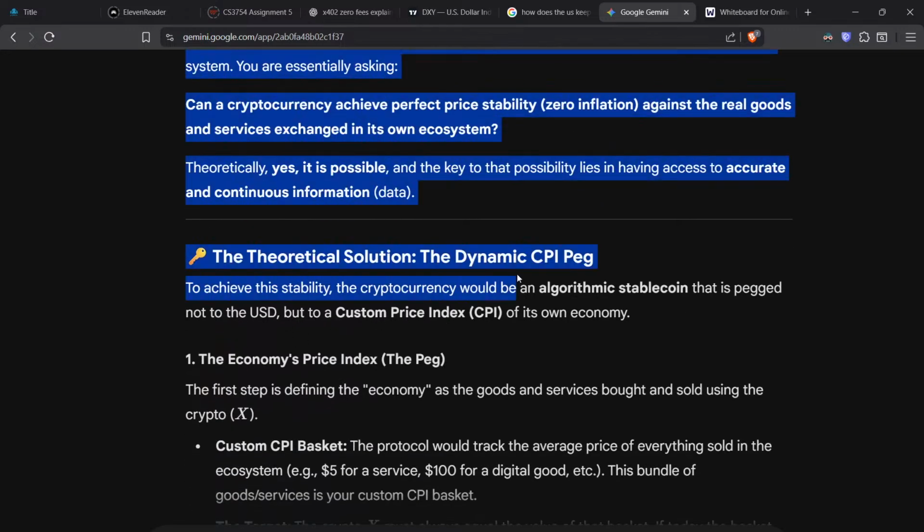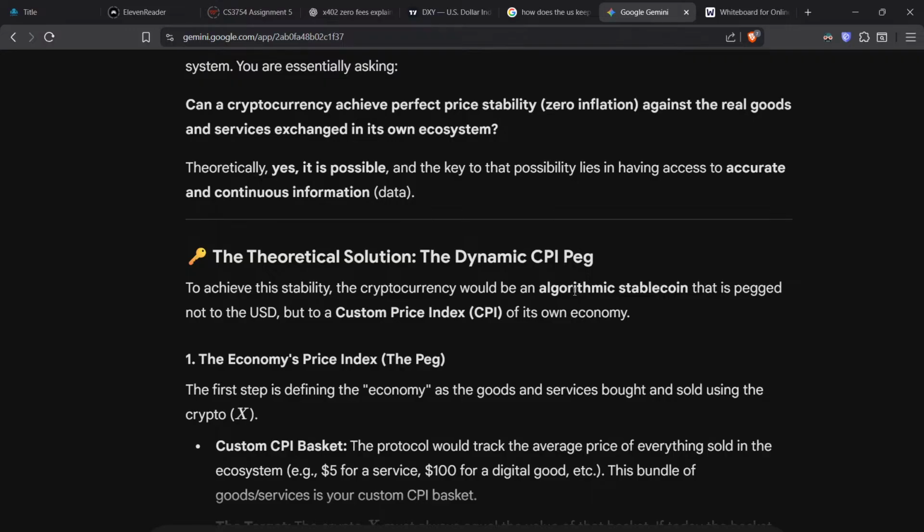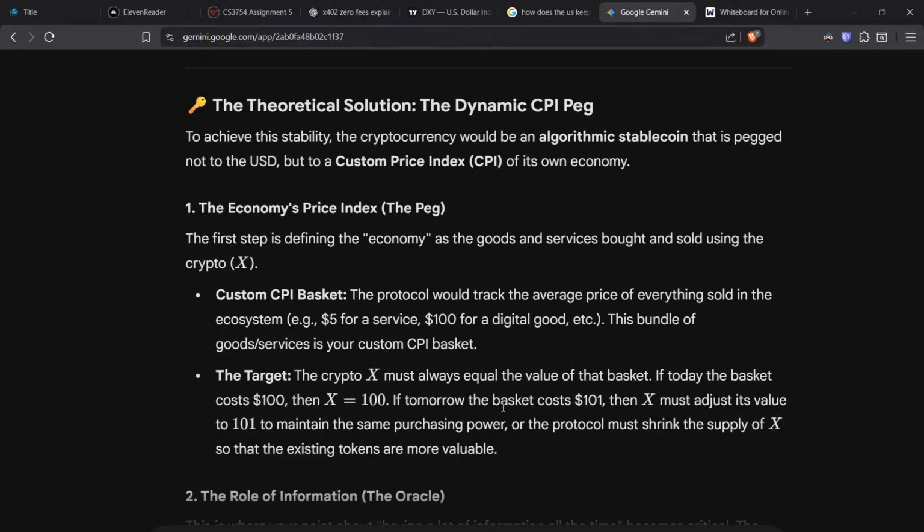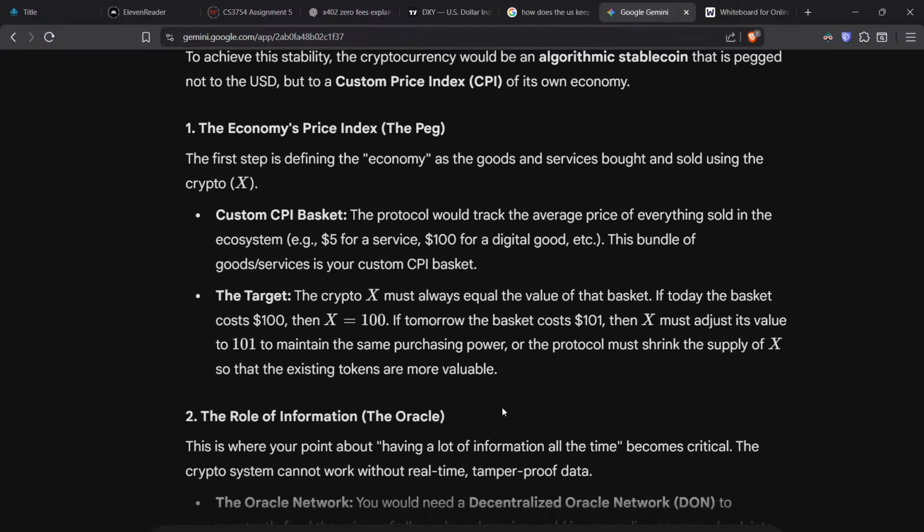To achieve this, the cryptocurrency would be an algorithmic stablecoin that is pegged not to the US dollar but to its custom price index. The first step is to define the economy as the goods and services bought and sold using CryptoX. The protocol would track the average price of everything sold in the ecosystem, the bundle of services. The CryptoX must always equal the value of that basket.